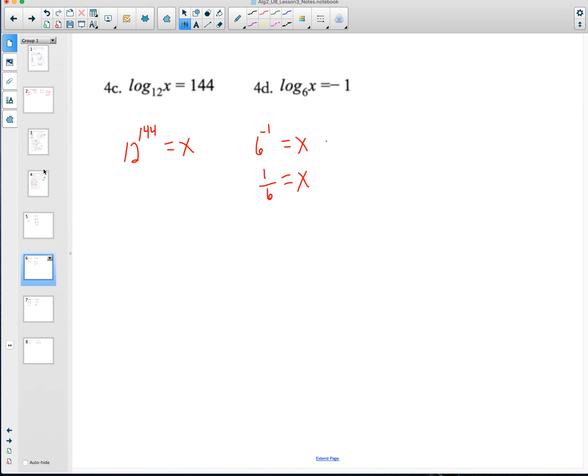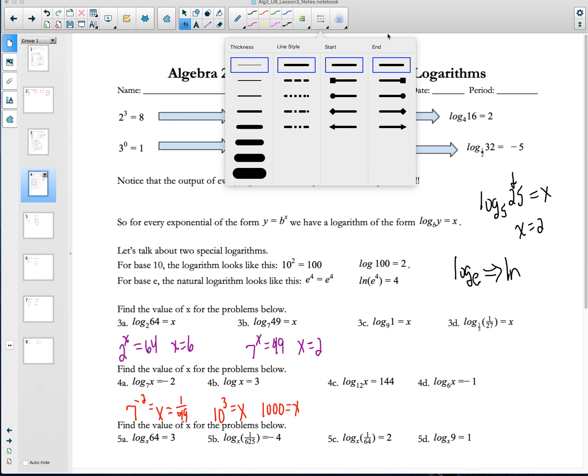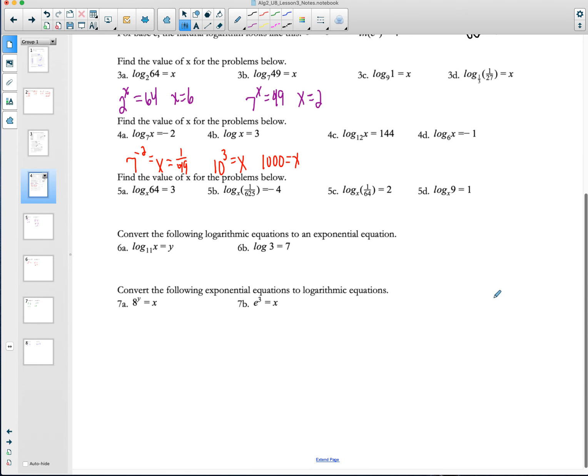All right, so let's look at a couple more together. So let's look at 5a and 5b together. And hopefully you're starting to see how this is all fitting together for you. So once again, now notice this time we're looking for what base of the logarithm. So now this is the base something to the third power is equal to 64. So what base to the third power is 64?